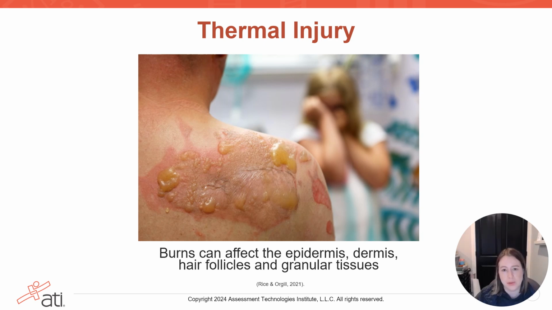All right, this is going to be a fairly quick lecture on burns and complications in infants. So we're going to jump right into talking about thermal injuries or burns. They can be very damaging to the skin. Burns can affect the epidermis, the dermis, hair follicles, and glandular tissues.